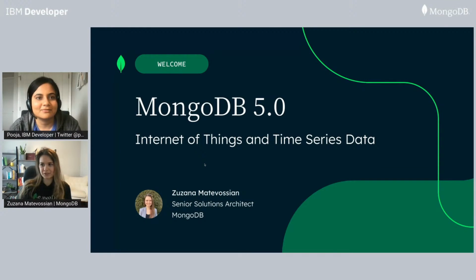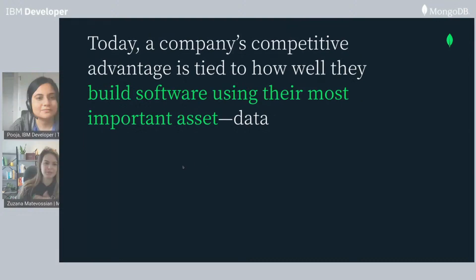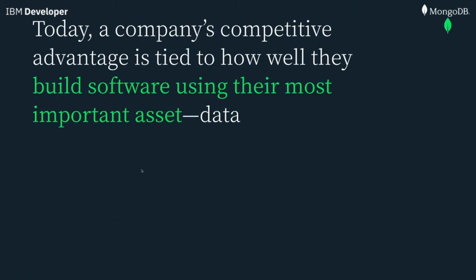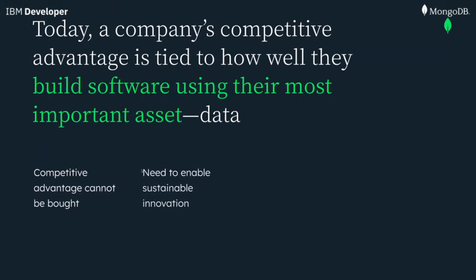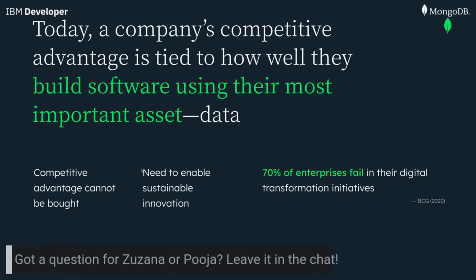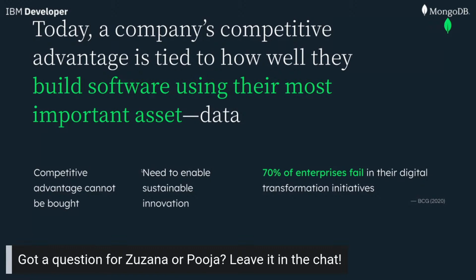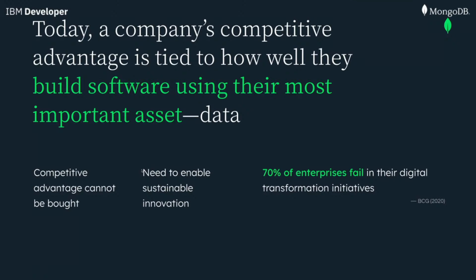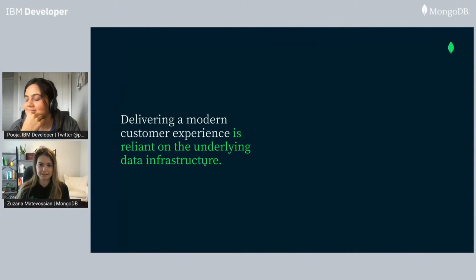Great. So first and foremost, as you all know, today a company's competitive advantage is very often about the data. It's really the data that we have about our customers, about our things, and it's what gives companies competitive advantage. It helps to fuel innovation, and unfortunately, about 70% of enterprises fail in their digital transformation initiatives. So while we all know that data is really important and at the heart of what we do, we also don't always deliver on it. And there are many reasons why that happens.